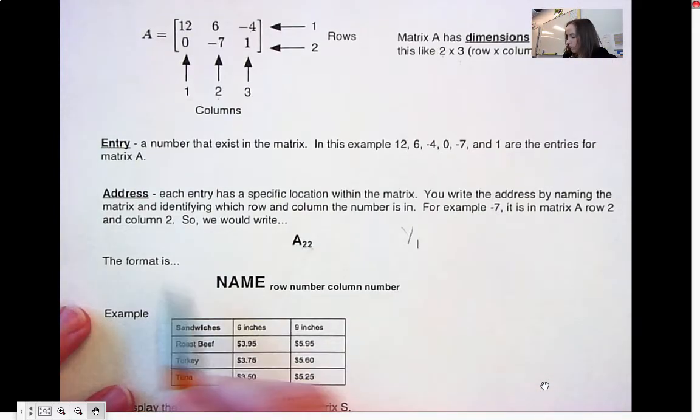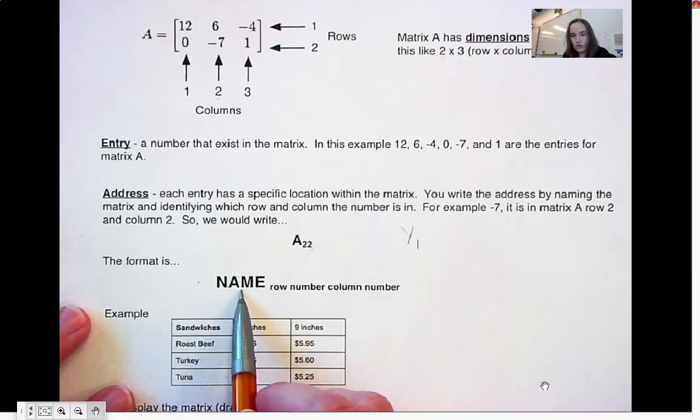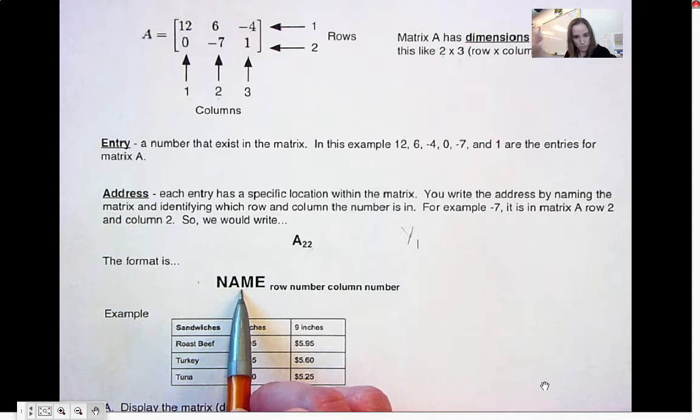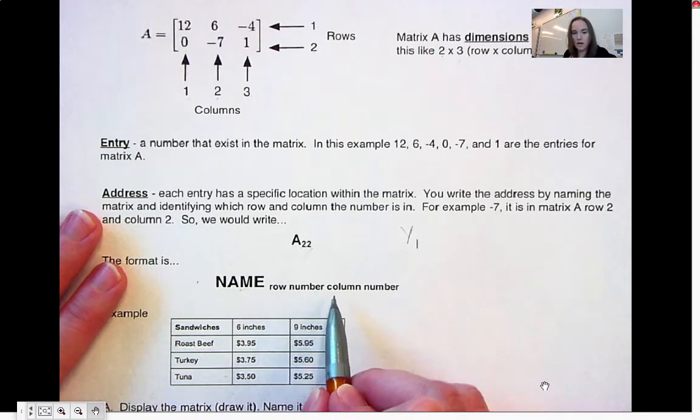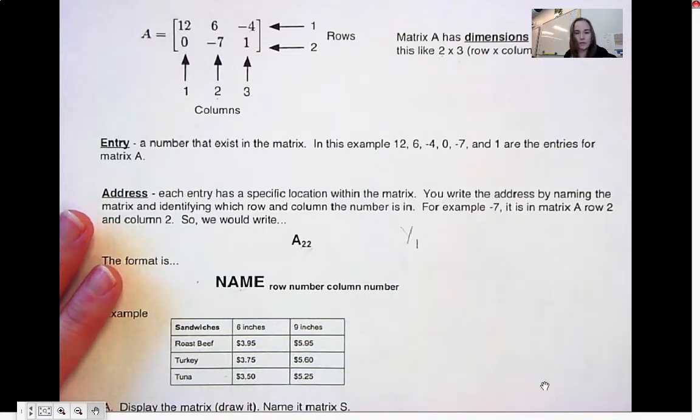So this is your row value, and this is your column value. So the format, you name the matrix big, and then down below you'll put the row number and then the column number. No commas, no spaces, just like that.